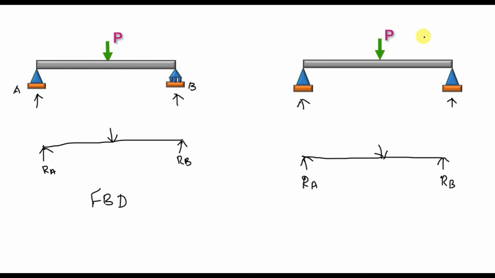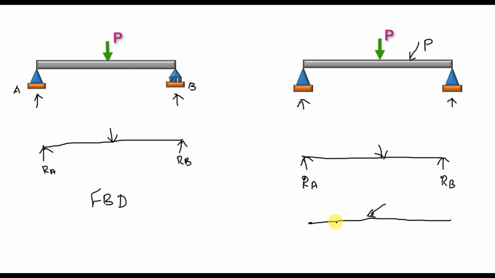In case the load is acting inclined instead of vertical like this P, your reactions will get changed, since we have hinged support on both sides, we will be having the horizontal forces too in addition to the vertical forces. Then the free body diagram looks like this. This is the inclined force.